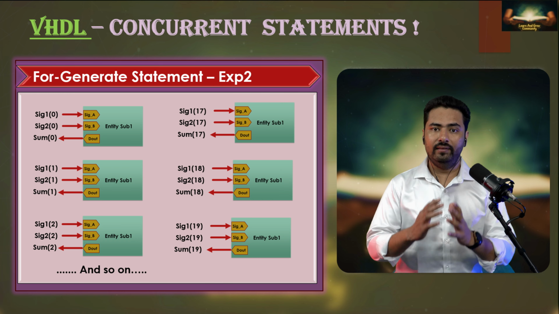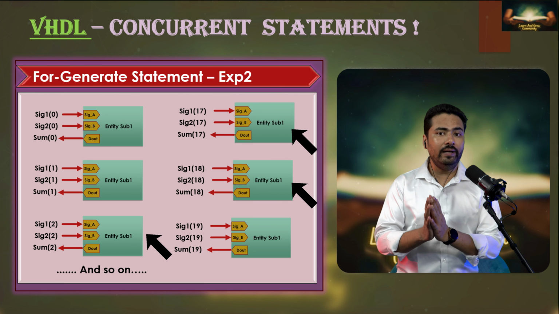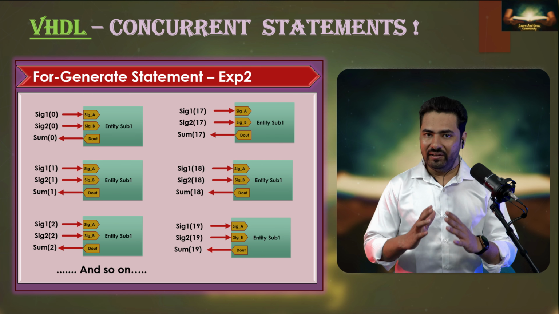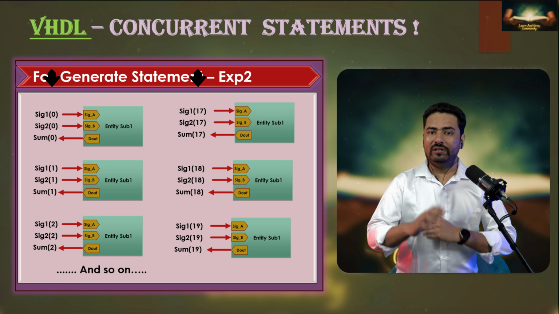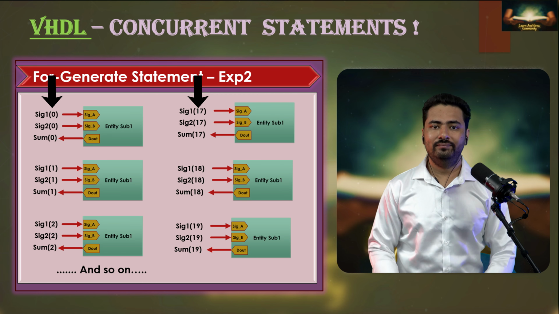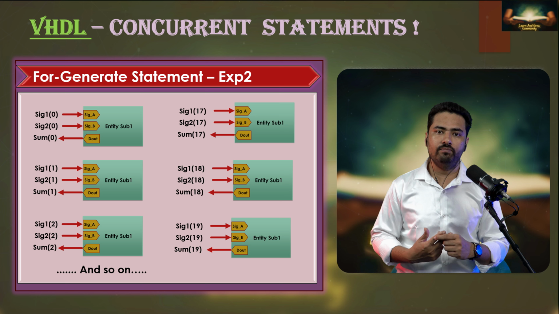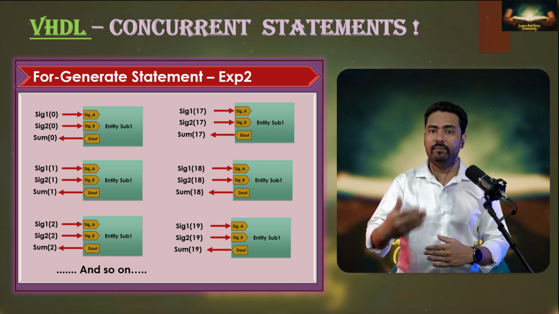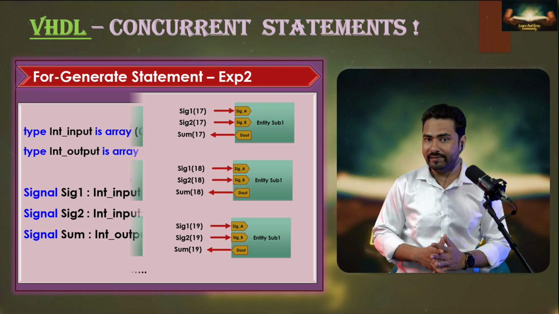In the same way, this for generate loop will iterate 20 times and it will create the 20 components of entity sub1. Now each component has its own input and output signals, which are separated by the array index of the input and output signals. Okay, this means that each component can add two integers. And that allows us to use the circuit to add 20 different numbers at the same time and get 20 different sums as a result.